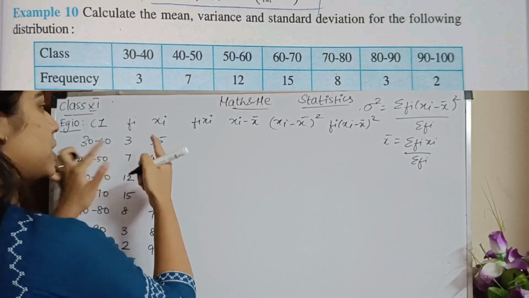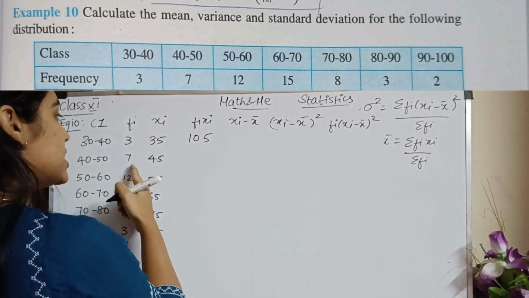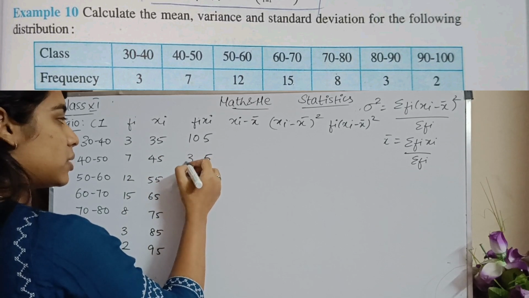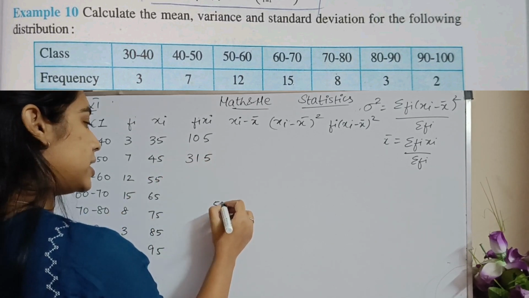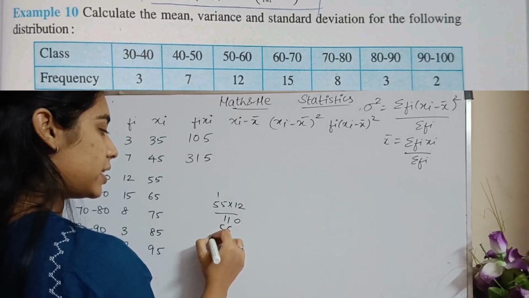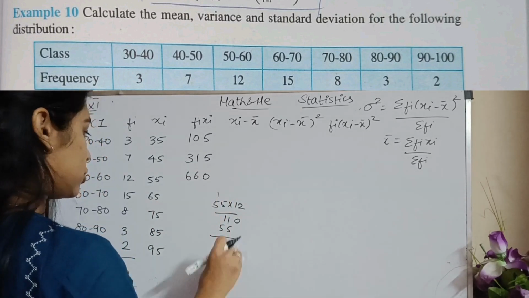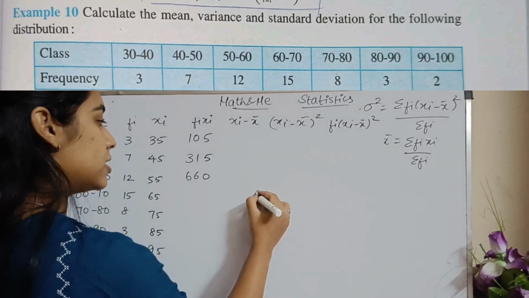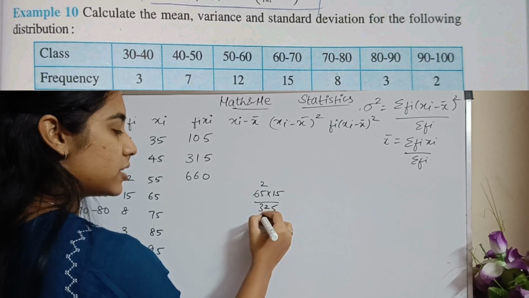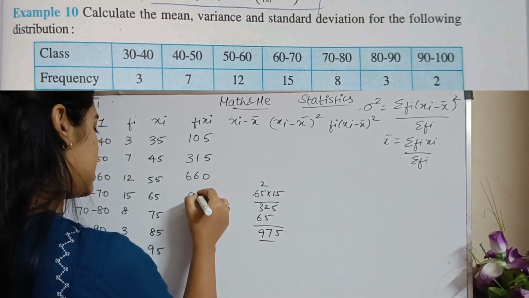For fi xi I need to multiply these two. So 5 3s are 15, 3 3s are 9, 105. 7 5s are 35, 7 4s are 28, 29, 30, 31. Then 55 into 12. So 5 2s are 10, 1 5 2s are 10, 11, 5, 5, so 660. Then I have 65 into 15. 5 5s are 25, 2 6 5s are 30, 32, 65, so 975.